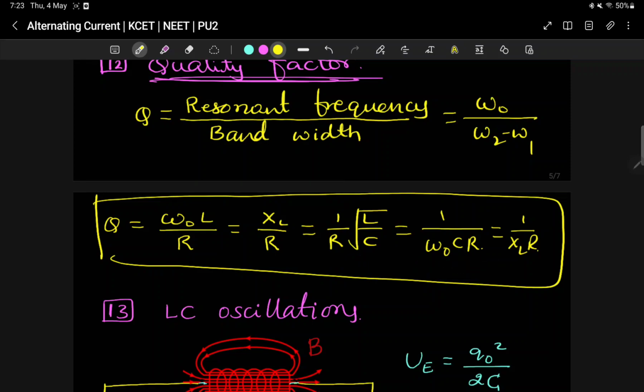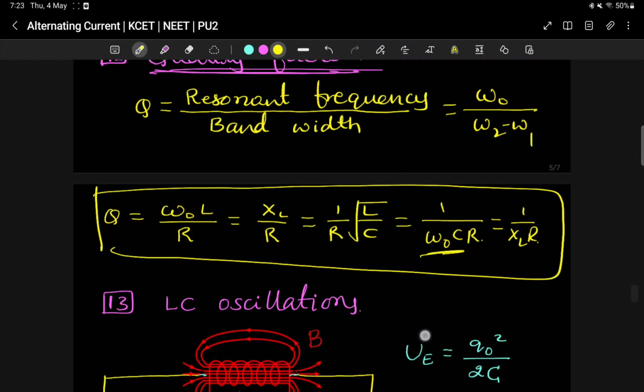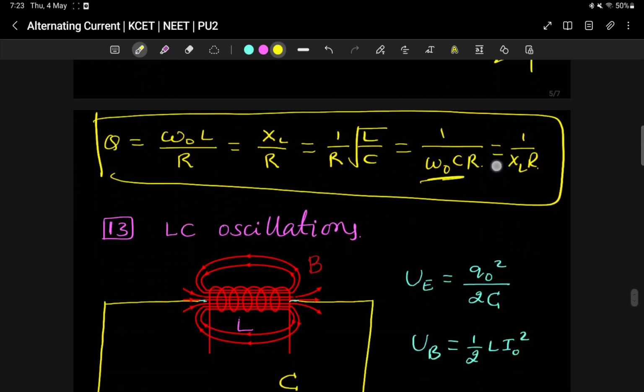So that is 1 divided by omega naught C into R. What is omega naught C or omega C? It is 1 divided by XC. So you get XL by R or 1 divided by XC into R. That is also possible, especially at resonant frequency. These are all the different formulae for quality factor, very important ones.